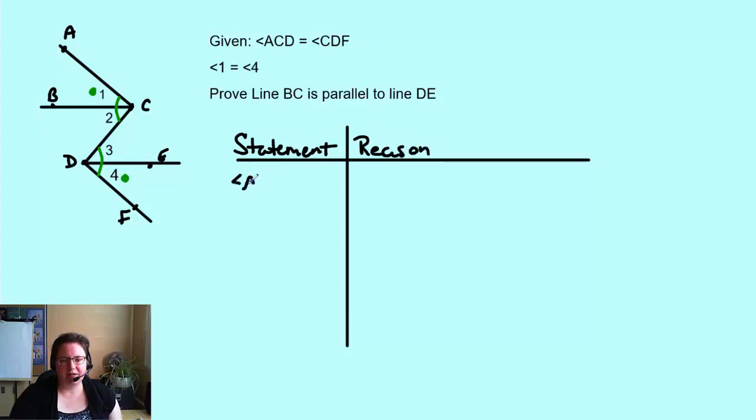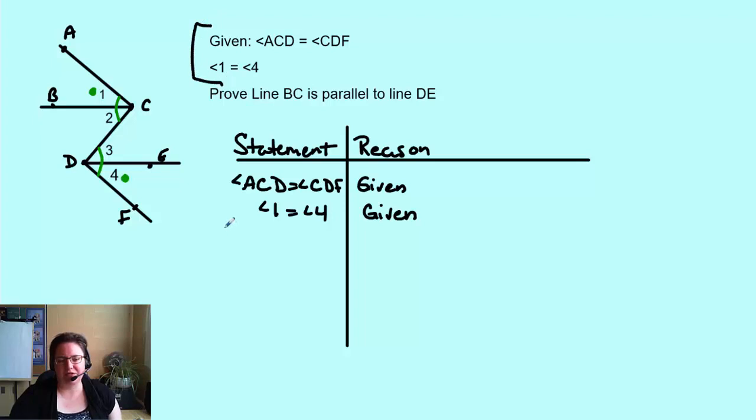And I'm going to say angle ACD is equal to angle CDF, given. And angle 1 is equal to angle 4, given. So the first things in your proof are pretty easy to do because they are given to you right up at the beginning of your question. You don't have to think about them. They're right there.